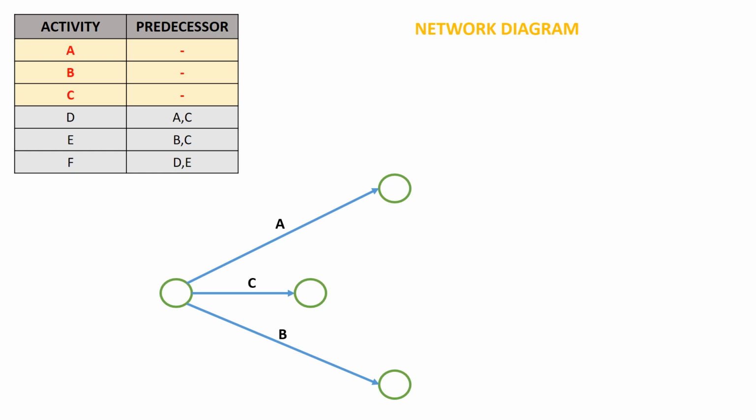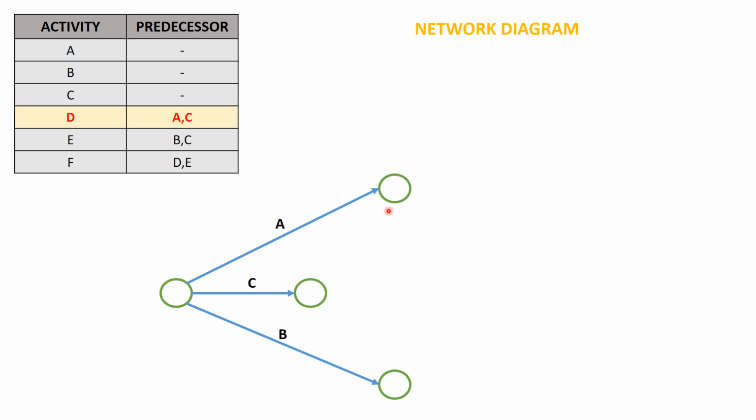Now we'll move on to the next one, which is activity D. In order to draw activity D, I need to have a predecessor relation as A and C, right? In order to draw activity D, A and C should be completed. I cannot directly join A and C because it is going to violate the first purpose, that is the grammatical purpose, right?